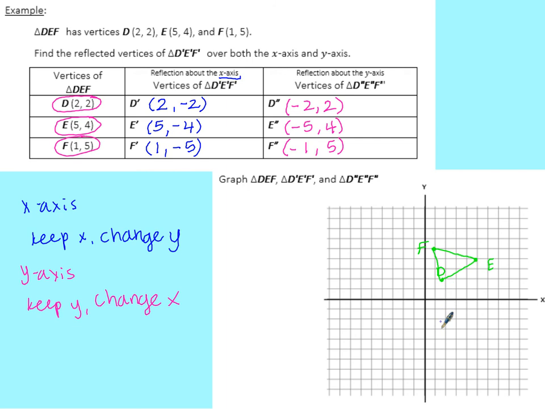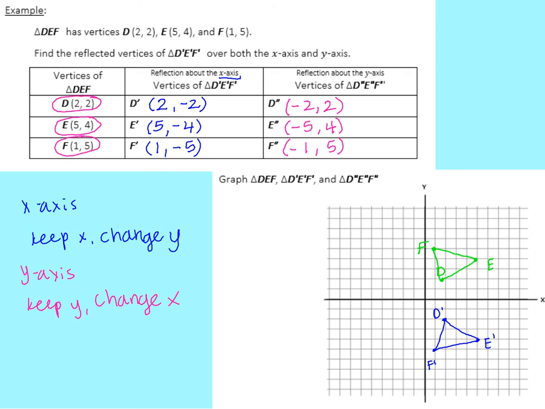So we have point 2, negative 2. That's going to be D prime. Then we had 5, negative 4. That's going to be E prime. And then point F prime is at 1, negative 5. That's right down here. So once you make that shape, it should look like you kind of took that graph and folded it in half and made that shape down below.